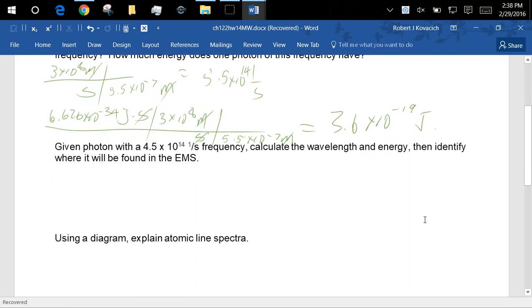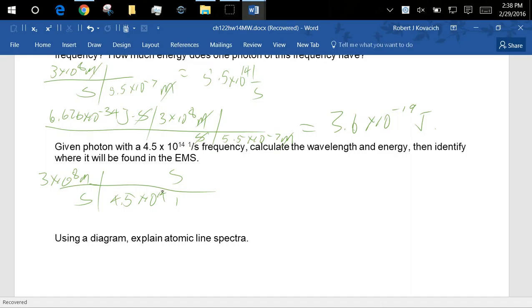Okay, so we're going to do the same thing with this one, except this time we know the frequency, so we're going to calculate the wavelength and the energy. I need wavelength, so I'm going to start with 3 times 10 to the 8th meters per second. That way I've got my meter unit in the numerator. Then I'm going to divide by 4.5 times 10 to the 14th, 1 divided by seconds. The seconds is always in the denominator of the value. It's per. Are we okay with that?